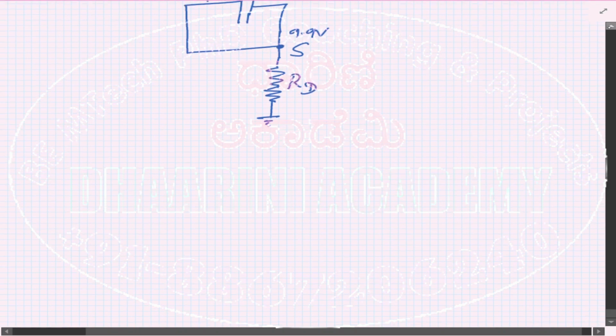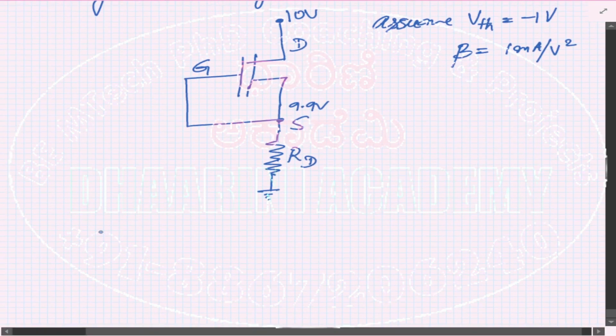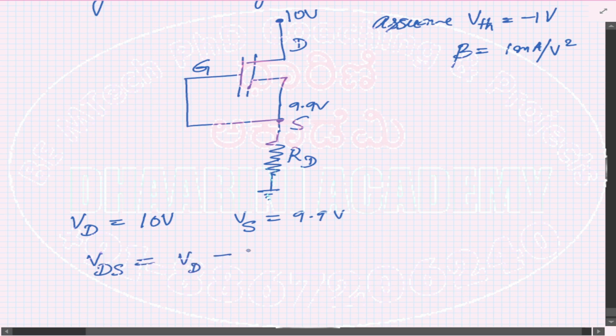So what is given? You can see that the drain voltage is given, right? So VD is the voltage given to the drain terminal, that is 10 volts, right? And it says that I am supposed to get Vs, the source terminal, at a voltage of 9.9 volts, isn't it? Right, so let us calculate this now. So what is VDS? VDS is equal to VD minus Vs, the difference between drain and source. This is 0.1 volts.